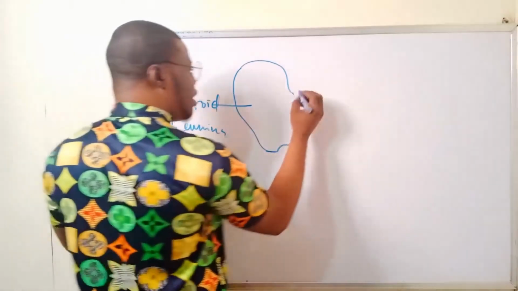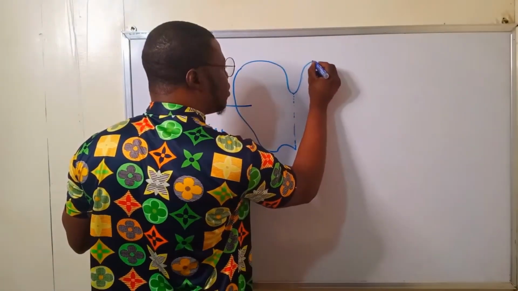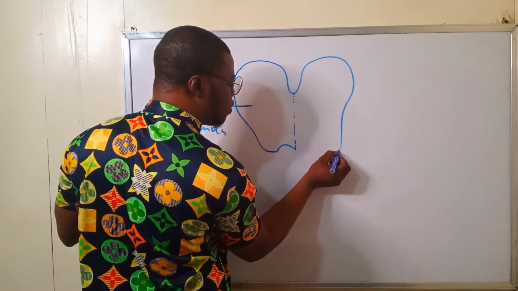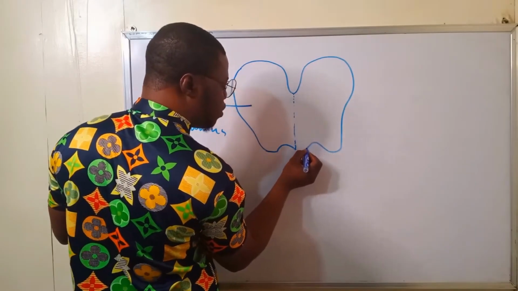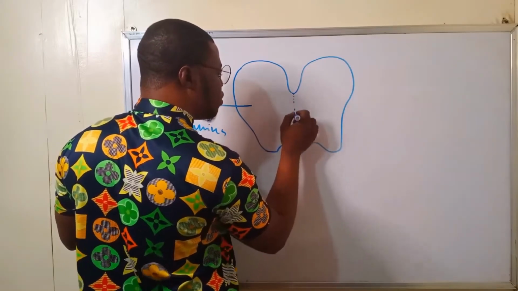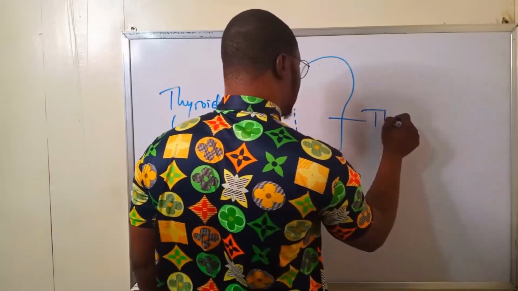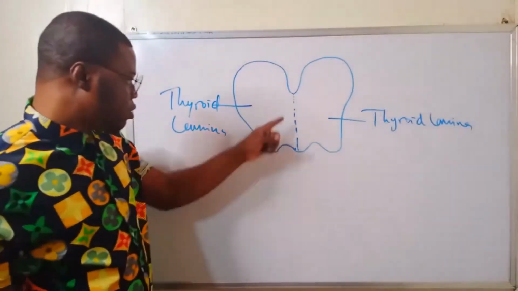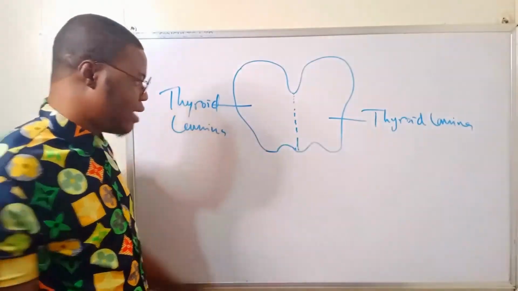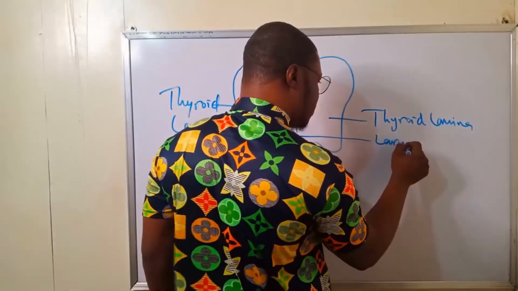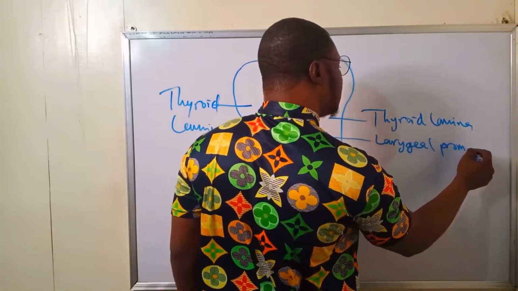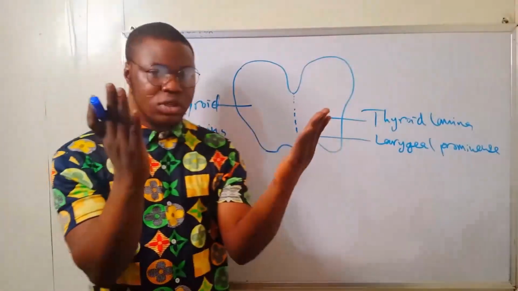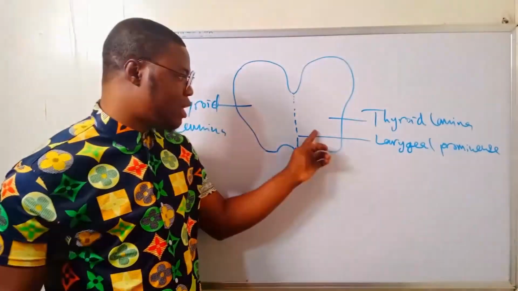And then the other one on this side. So this one is the thyroid lamina. And now they come together to join at the what? At this junction. And that is the what? The laryngeal prominence. So this is the first palm and this is the second one, so that the lamina come together at the what? At the center. This is the laryngeal prominence.